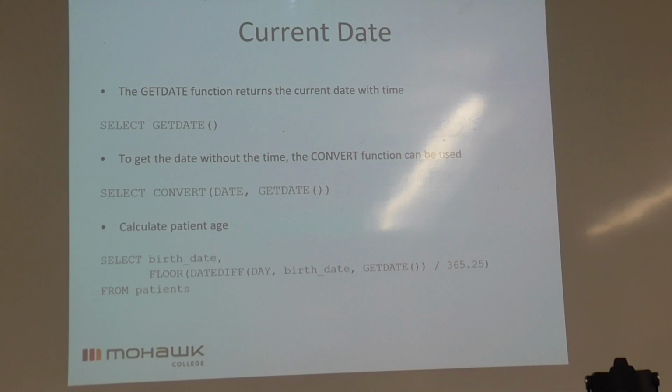This one tells you what a person's age is based on their date of birth. So we have the date difference, in days, between their birth date as given in the table and the date at the moment, divided by 365. Take the floor of that, that gives you their age.